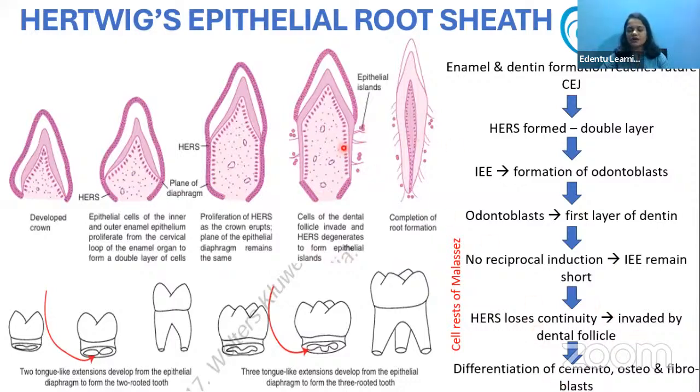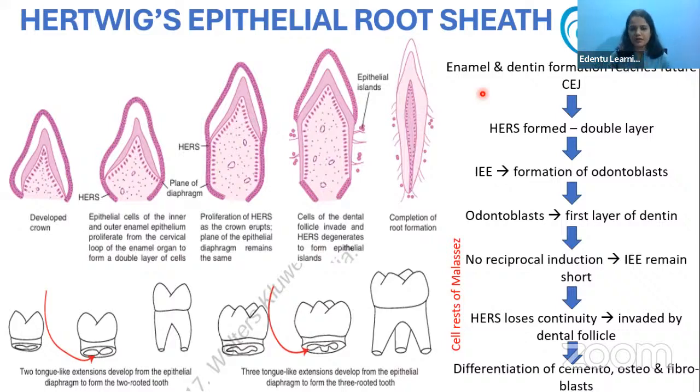So this Hertwig's epithelial root sheath loses its continuity, and surrounding it we have the dental follicle. These dental follicle cells start proliferating and invade in between the Hertwig's epithelial root sheath. The cells in the dental follicle get differentiated into cementoblasts, osteoblasts, and fibroblasts, and all the differentiation of the cells of the dental follicle happens, and it will form the other structures of the tooth, like the periodontal ligament, the cementum, the bone, and all the other structures will be formed because of this differentiation of cells from the dental follicle.